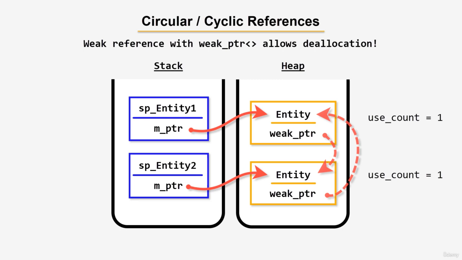You can see that. So again, on the stack we have shared pointers that manage entity heap objects, and you can see those entity heap objects now have weak pointers, and because of that the use count for those entity heap objects is going to be 1. They are owned only by the shared pointers that are on the stack.